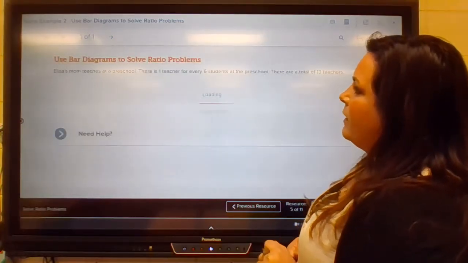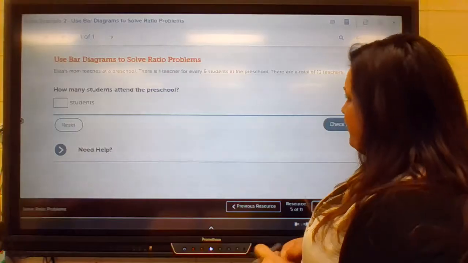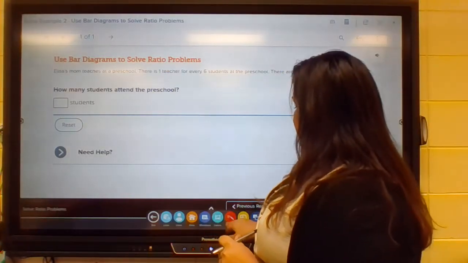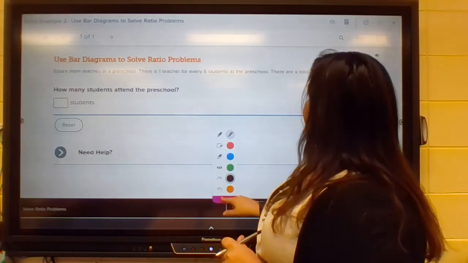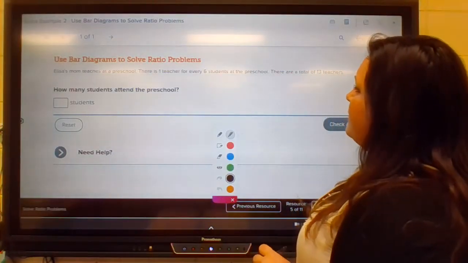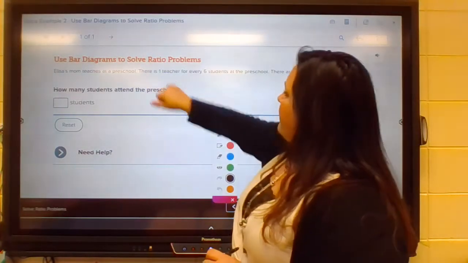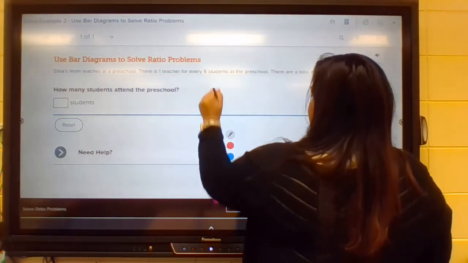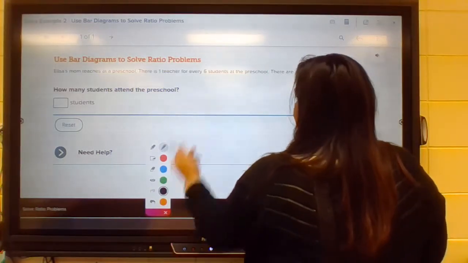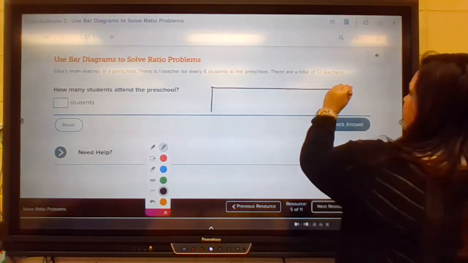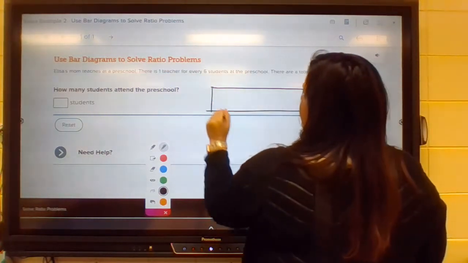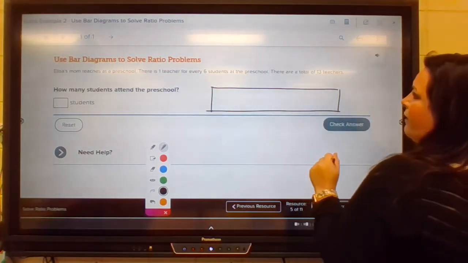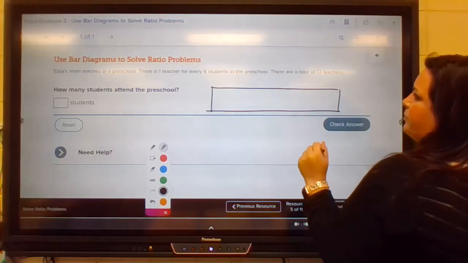So let's go ahead and try this on our own. So we're going to be given another situation. Elisa's mom teaches at a preschool. There is 1 teacher for every 6 students. There are a total of 13 teachers. So once again, we know the part, okay? So start, as always, by drawing a bar. Draw our bar. Okay? 1 teacher for every 6 students.